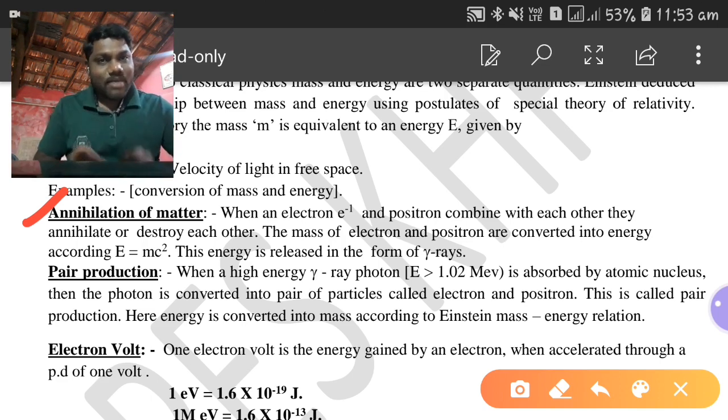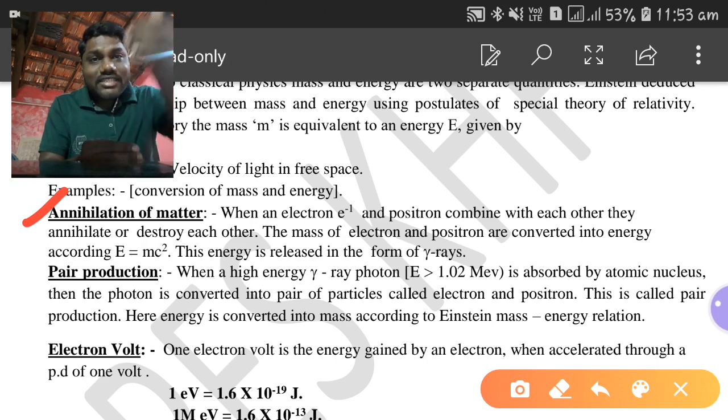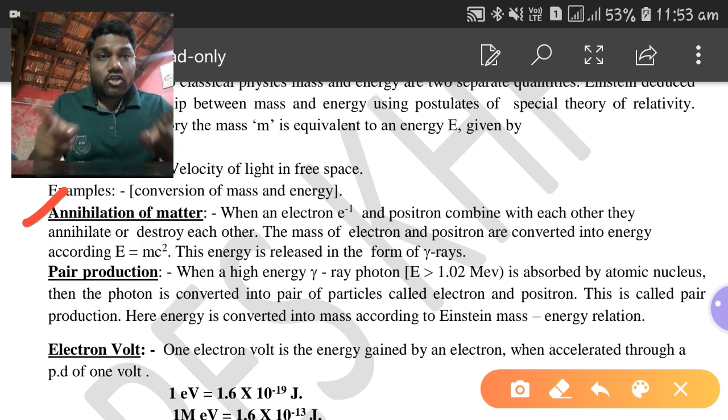Here the electron has mass, and the positron has mass. That means two masses, when they combine, destroy themselves and produce energy. That means here the masses are converted into energy. Two masses, the electron and positron, when they combine, destroy themselves, and then energy is emitted in the form of gamma radiation. So annihilation of matter clearly explains how two masses are converted into energy.